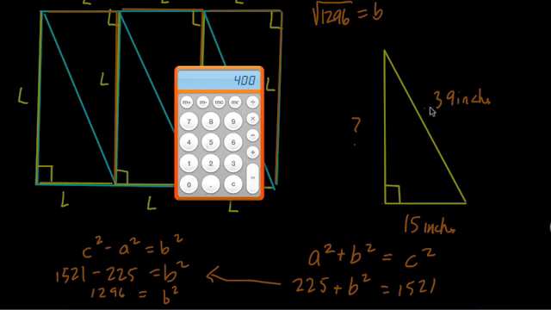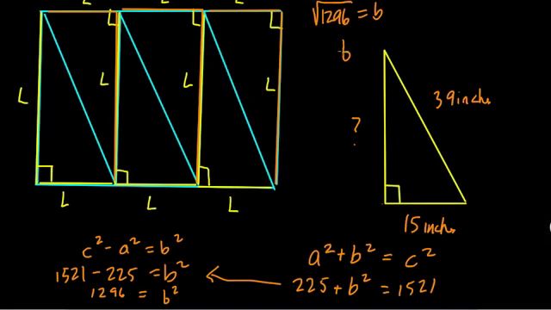And I know it can't be larger than 39 because that is the hypotenuse. Let's try 35 times 35. Getting closer. 35 times 35, very close. Let's try 36. 36, and there we go. So 36 is equal to b.